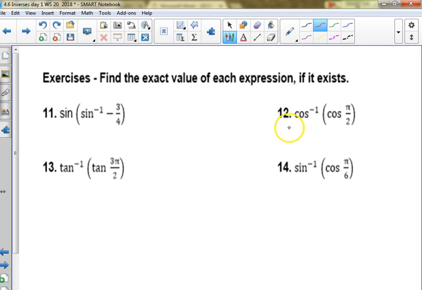I'm going to start with 12. Okay. The cosine at pi over 2. Go to pi over 2. What's the x value? 0 is the x value, right? Because cosine is x. Now, the second part says work backwards. What angle has a cosine of x? Of 0. Sorry, cosine of 0.